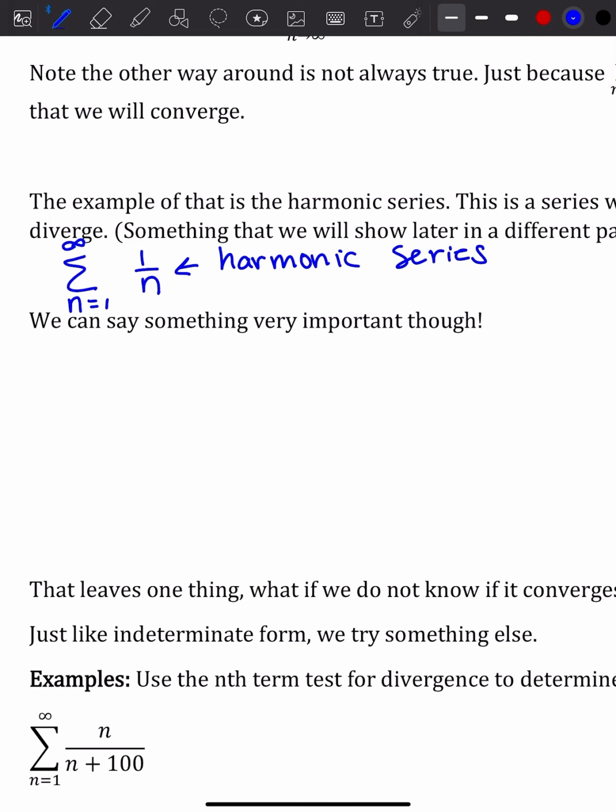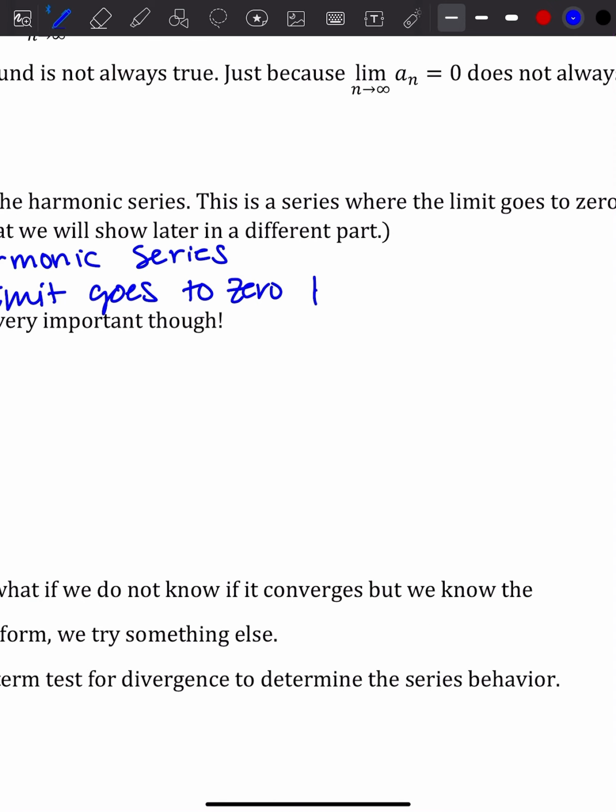This limit goes to 0, but it diverges. If we look at the terms as we go towards infinity, 1 over a really big number goes to 0. But as we look at the series as a whole, when we add more and more of them together, we find out that it's just going to keep getting a bigger sum. So our series diverges. The limit goes to 0, but the series diverges.